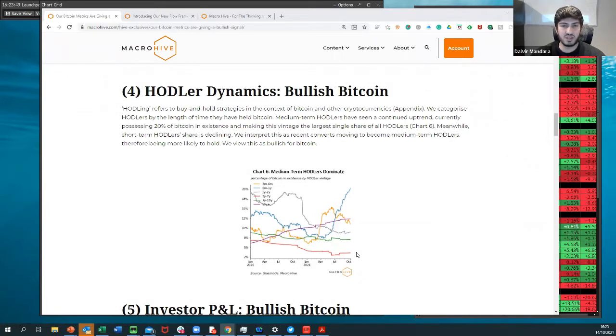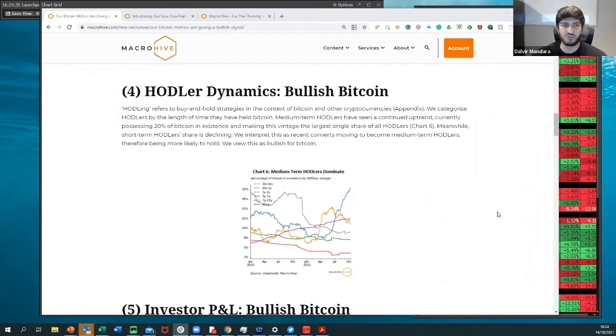Now, what we've seen recently is an increase in this blue line here. So the blue line is showing medium-term hodlers, and at the same time, we've seen a decrease in short-term hodlers, which is the orange line. The longer-term hodlers, so the red, green, gray, and purple lines, have moved relatively sideways over the same period, although the 10-year line is slowly increasing. But the way we interpret this is as a bullish signal: the reason the short-term hodlers are decreasing is by virtue of the fact that the blue line is increasing. So we interpret that as the short-term hodlers becoming medium-term hodlers, and therefore more likely to hold on to their coins. And we view that as a bullish signal.